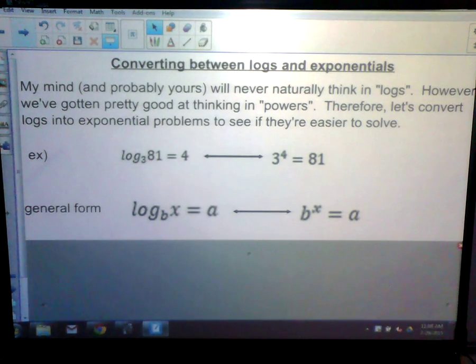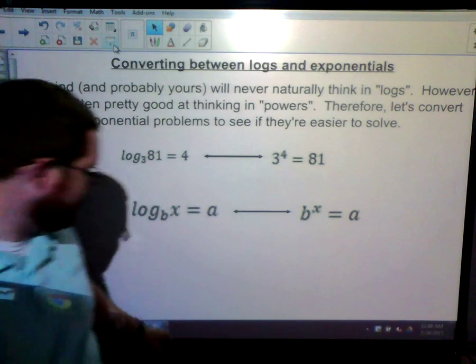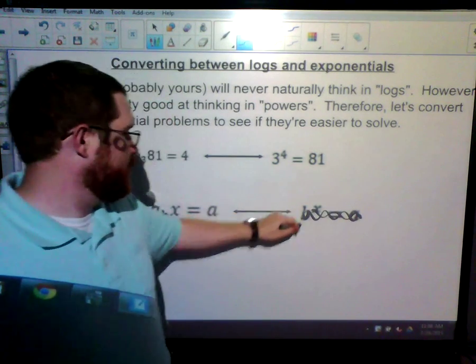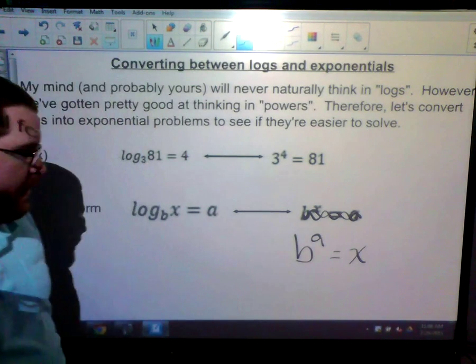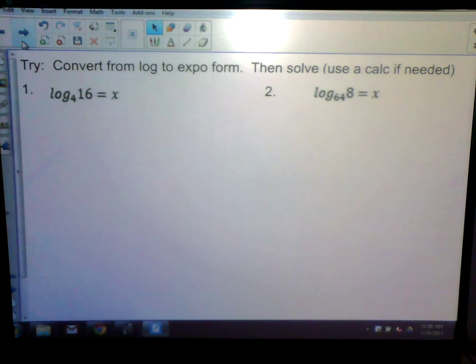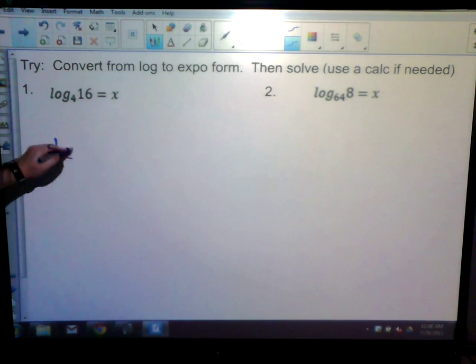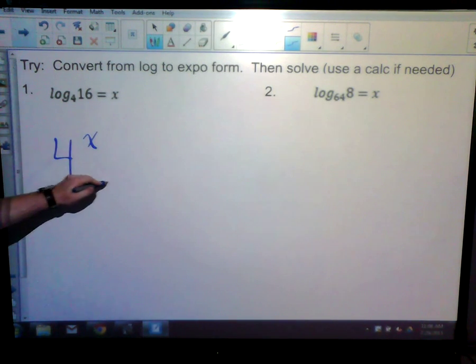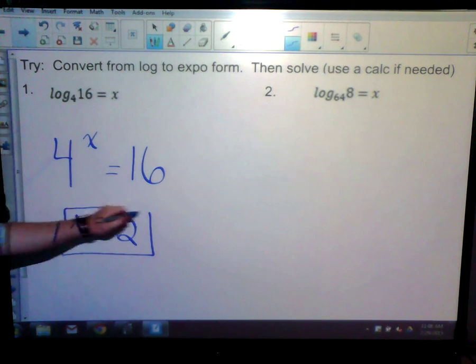The general rule is that the base is the base. The answer, oh, this is wrong, sorry. The base is the base. The answer is now your exponent, and your log is now your answer. So let's try to convert these to exponential form and then solve. Well, base is 4. The answer is now the exponent. The log is now the answer. 4 to what power equals 16? 4 to the second power is 16, 4 squared.